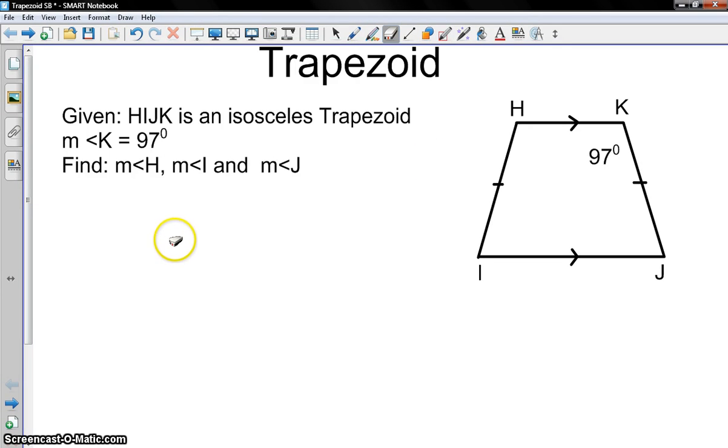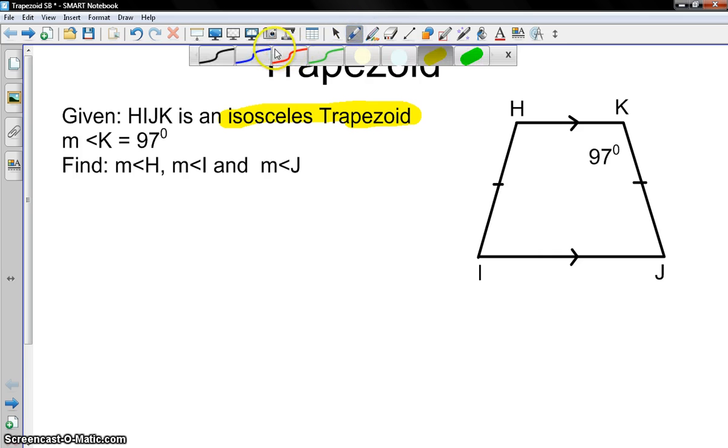Okay, today we're going to talk about trapezoids and we're going to do a couple of practice problems. Our first practice problem says that HIJK is an isosceles trapezoid. I'm going to highlight isosceles trapezoid because that's very important. And the measure of angle K is 97 degrees.